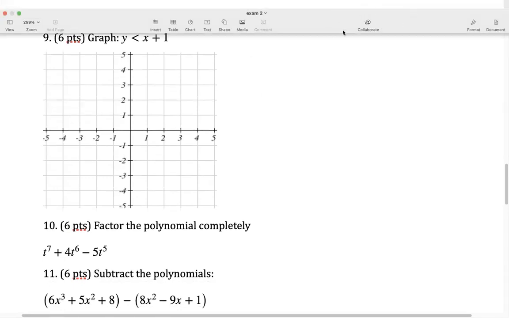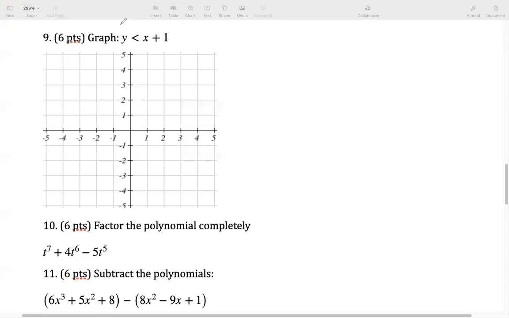Now we want to graph this inequality. Two variables, right? y less than x plus 1. We need 2 points because first we want to graph in 2 steps. First, we want to graph y equals x plus 1 with a dotted line, right? Because this inequality has no equal sign, so graph with a dotted line.